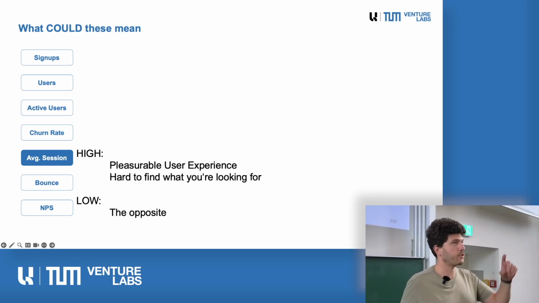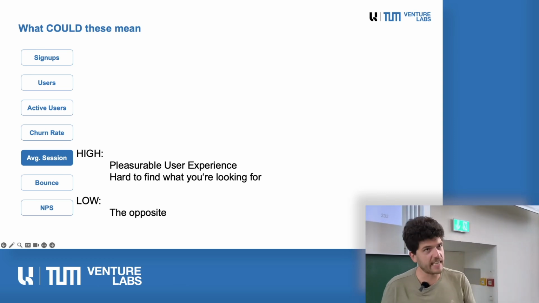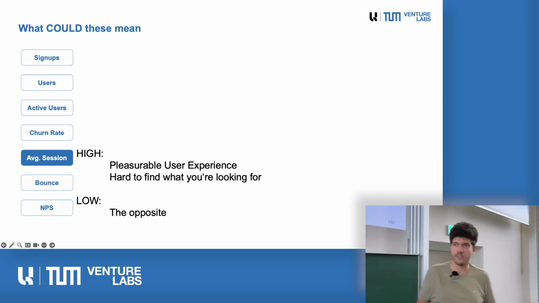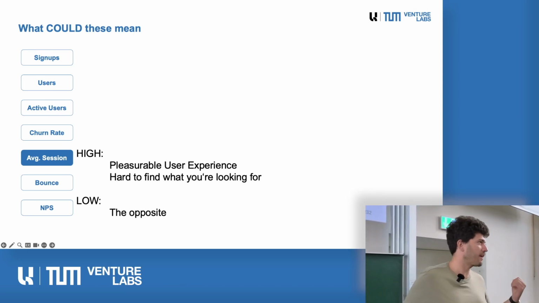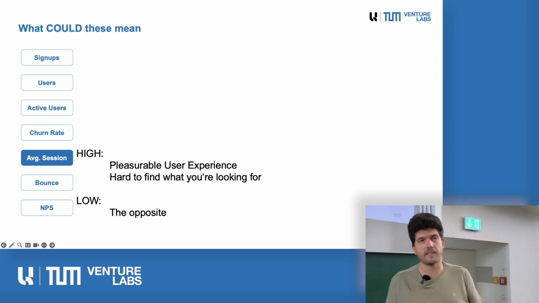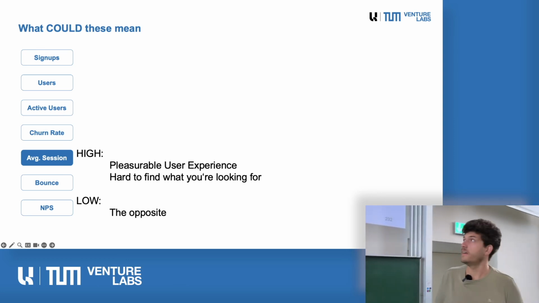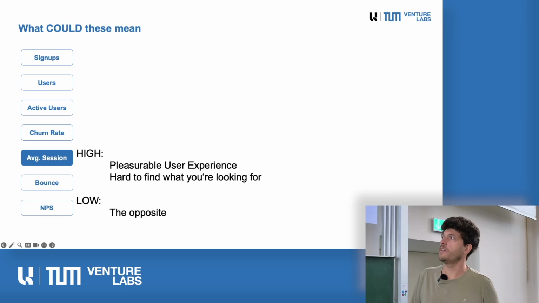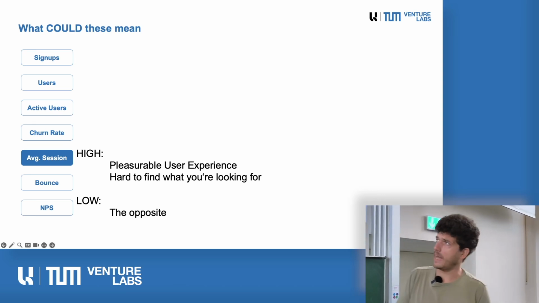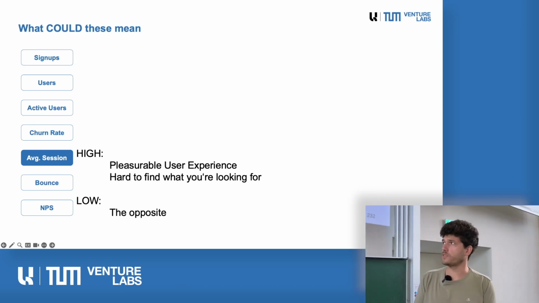For example, if you hide the unsubscribe button, you have a fantastic long average session length, and you can say, well, our customers are super engaged. No, they just want to unsubscribe, but you made it so hard for them. So think about, again, both sides. A low average session duration, of course, is the opposite.